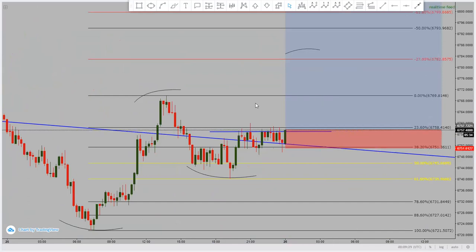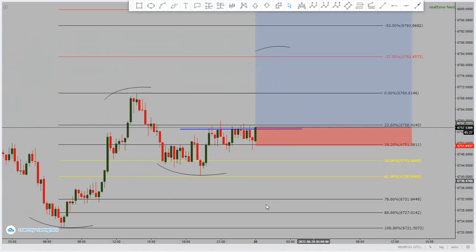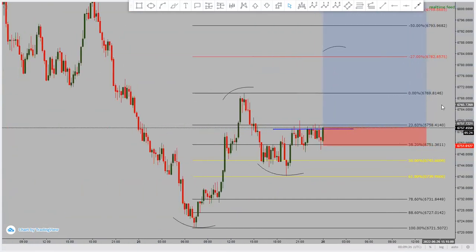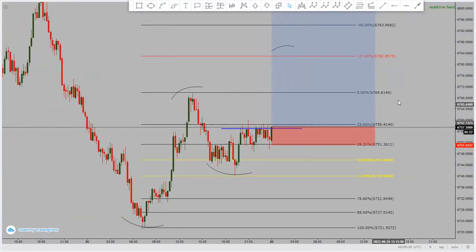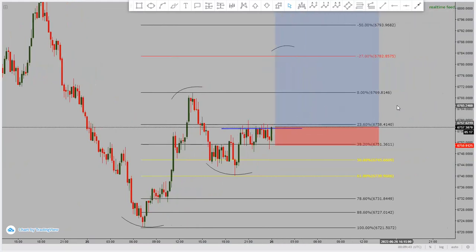There we are. So this is the resistance now. That is a key resistance. Once it's broken, in the next 5 minutes, it's a buying opportunity, a very beautiful buying opportunity, this one. Very beautiful buying opportunity.